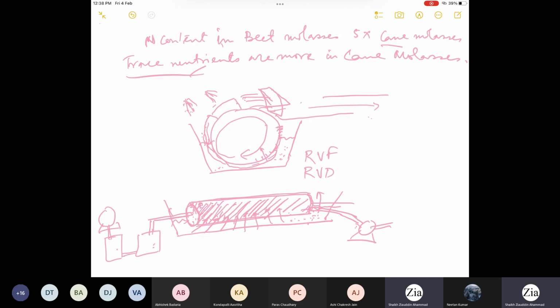Only thing is this cake will not be 100% moisture free. You will get substantial moisture in this cake. At least more than 10% moisture will be there in this cake.